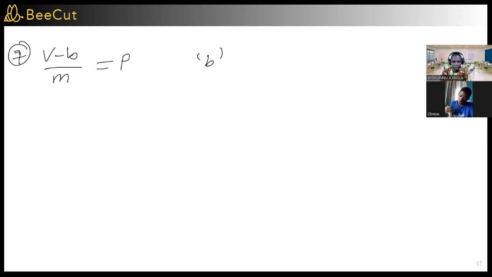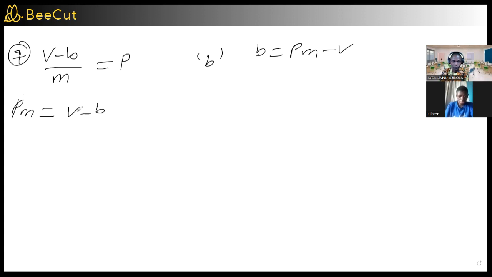Okay, got b equals pm minus b. Okay, I say you got b equals what? pm minus b. Okay, let's see. Firstly, we multiply both sides by m, so we have pm equal to b minus b. Then this time around, what are you supposed to do? What are you making the subject? b, right?